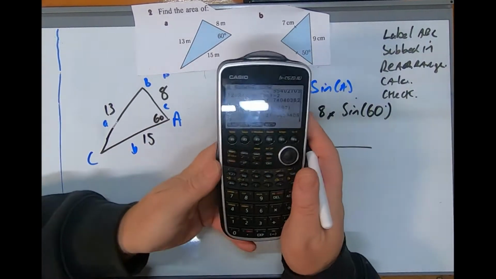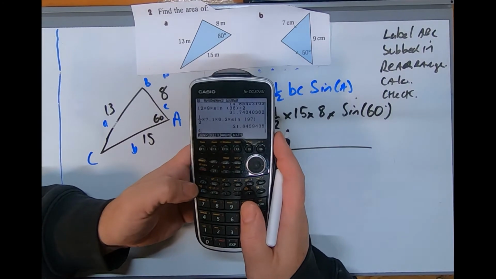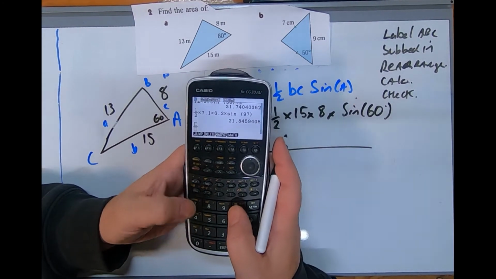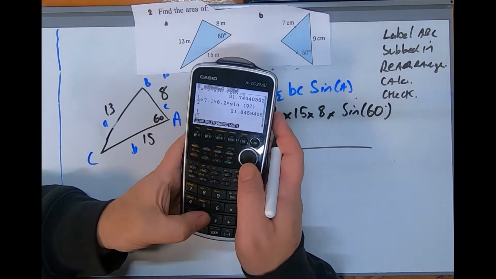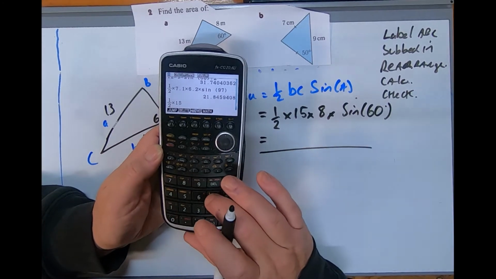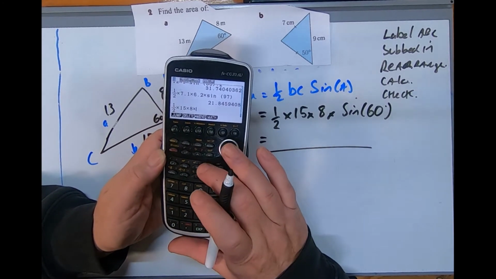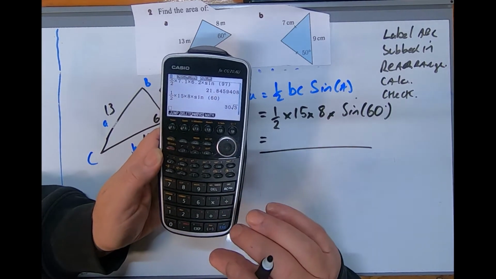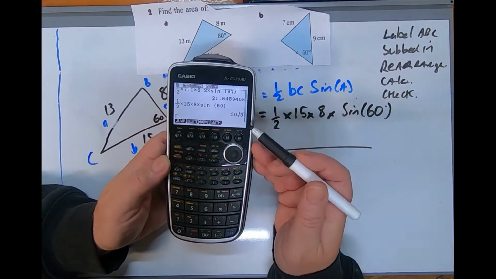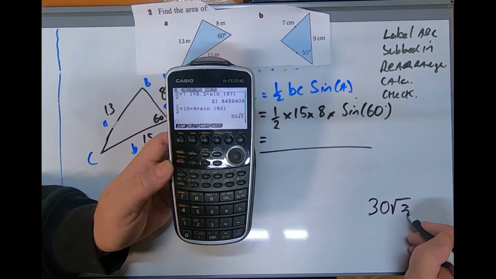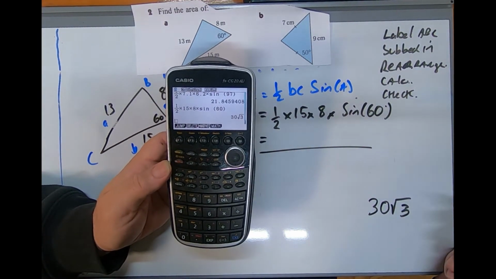Right. Fraction tool. 1/2 times 15 times 8 times sin bracket 60. Okay, so this will happen on occasion. If you can't see it, the calculator's just given me this, which is going to be an interesting number.